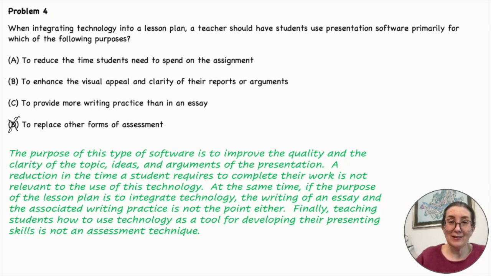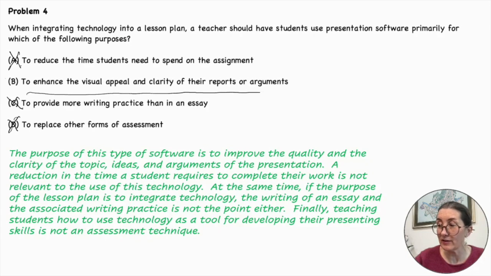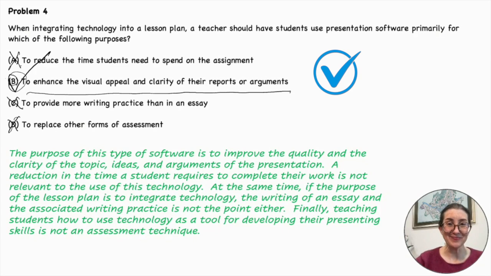So we can cross off D because it's not a form of assessment. The point is not about practicing writing skills. So C is not the correct answer. And again, reduction in the time students need to spend on the assignment is also not the purpose. The purpose is to enhance the visual appeal and clarity of their report. So B is the correct answer.